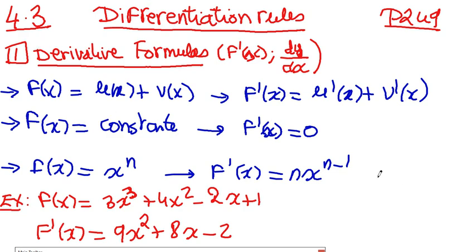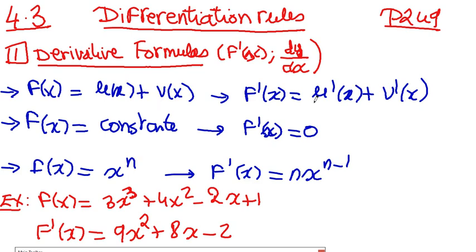If I have the sum of two functions, the derivative of the sum is the sum of the derivatives. So if f of x equals u of x plus v of x, the derivative is u prime of x plus v prime of x. You'll see in the example what I mean by this. The derivative of a constant is 0. And if f of x equals x to the n, its derivative is n x to the n minus 1.